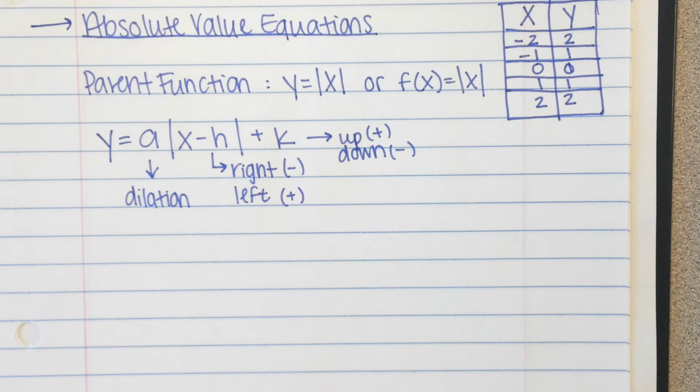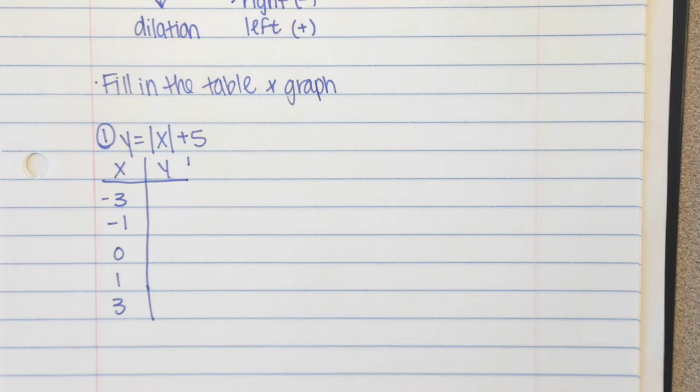You're going to have to fill out a table of values and then pick the graph that matches. And then we're going to look at just graphing a plain absolute value equation on the graph, moving that V around. Then we're going to look at absolute value inequality. So we'll do that last. Okay, so let's start with example number 1.